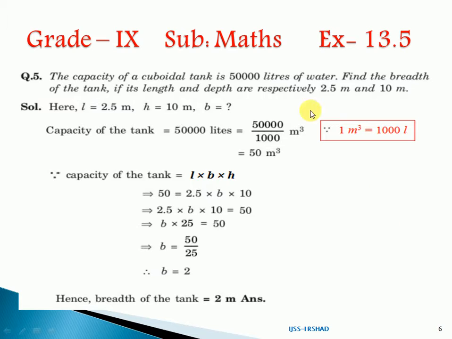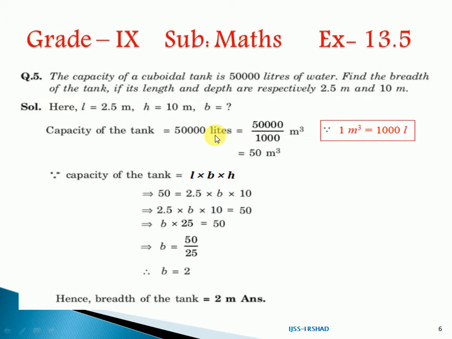See question number 5. The capacity of a cuboidal tank is 50,000 liters of water. Find the breadth of the tank if the length and depth are respectively 2.5 meter and 10 meter. Means the given thing, length is given and height is given, and breadth you have to find. We know the capacity of tank is given this much liter. So just convert it into cubic meter.